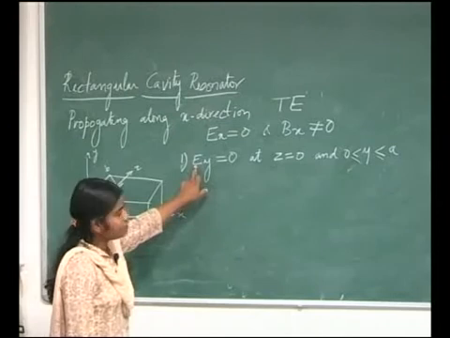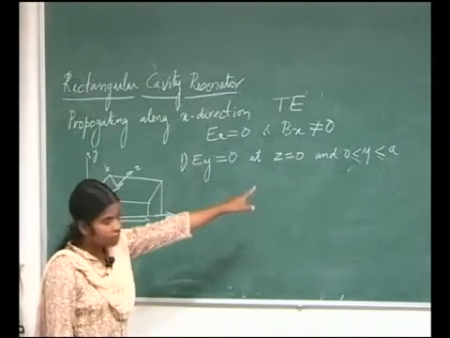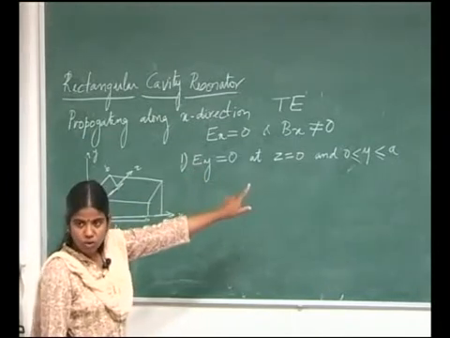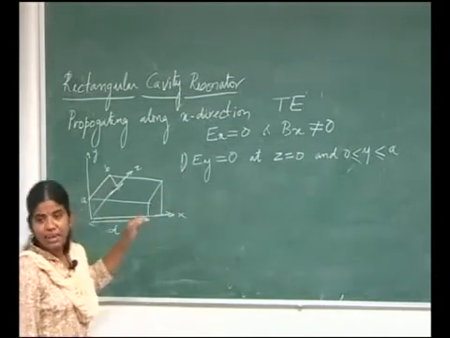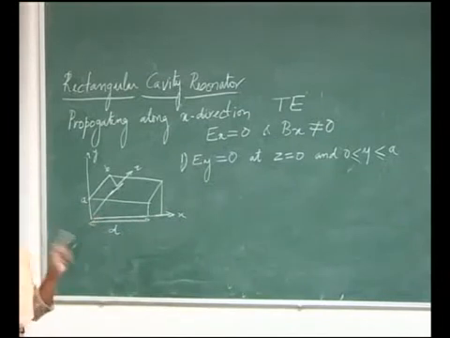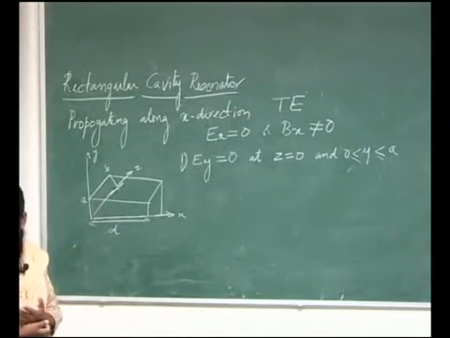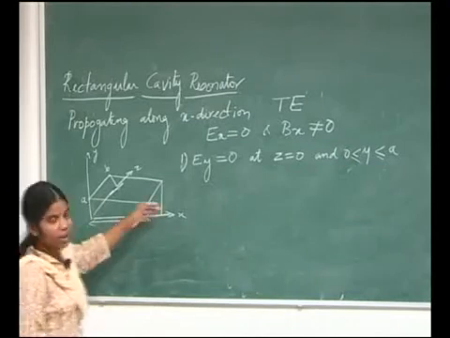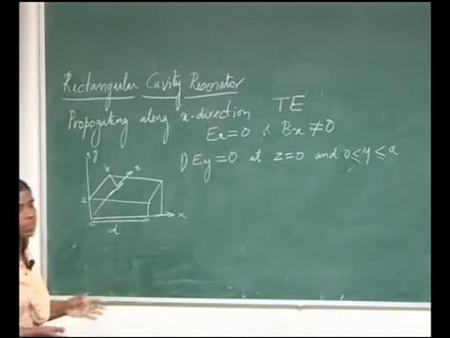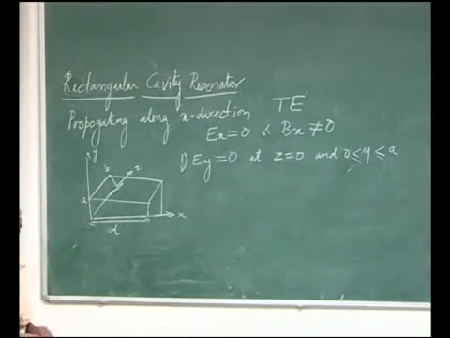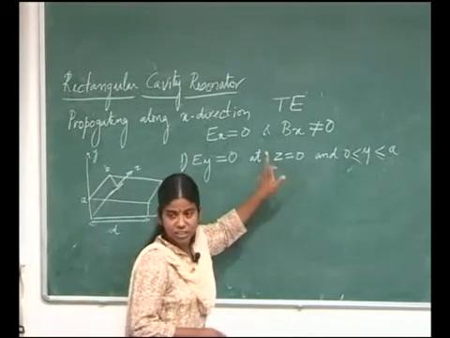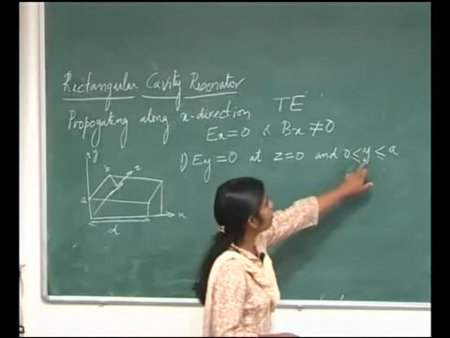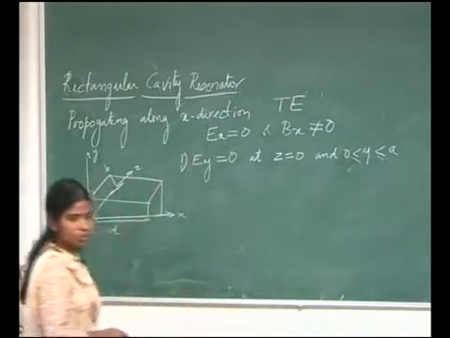I know that Ey will vary with y. Now I want to know the behavior of Ey at the first z boundary. I know over the y boundary it should not be 0, because if I make Ey 0 at the y boundary, then I am going to jeopardize the whole mechanism. So I will assume that Ey is 0 at the z boundary, where I can vary my y from 0 to a, which is the dimension of the waveguide.